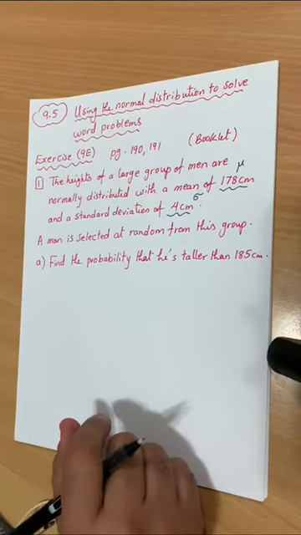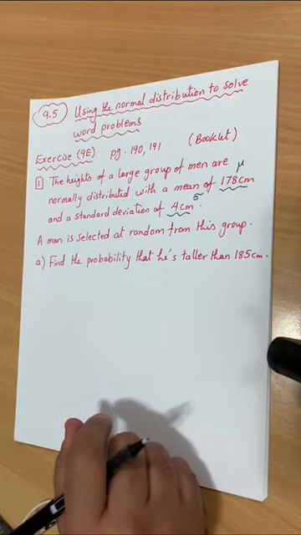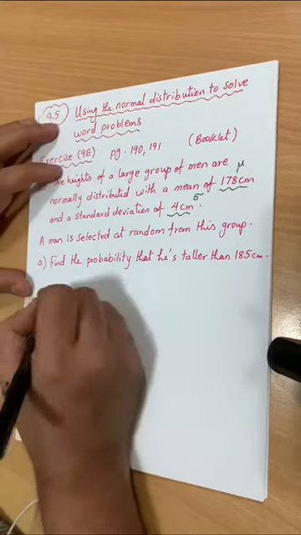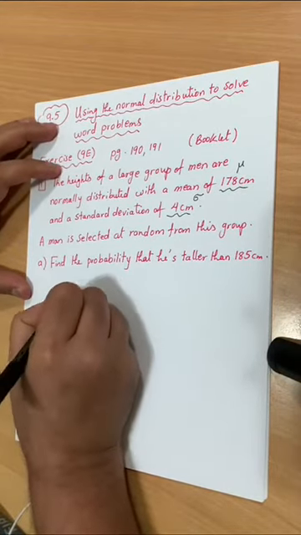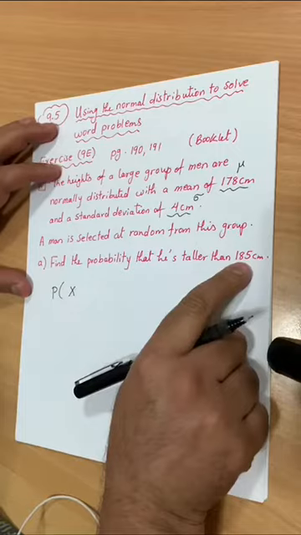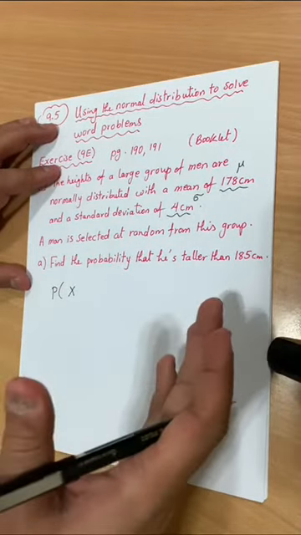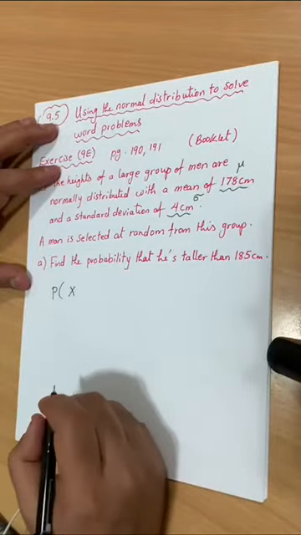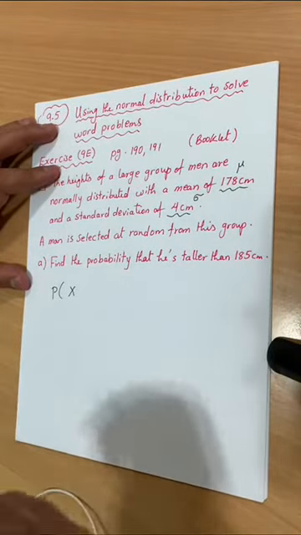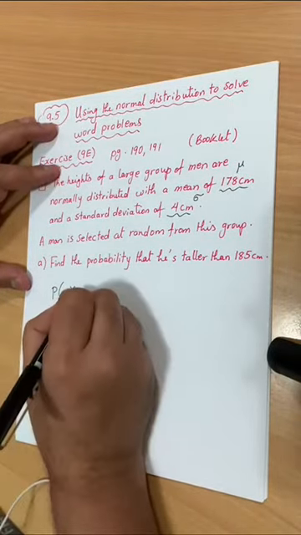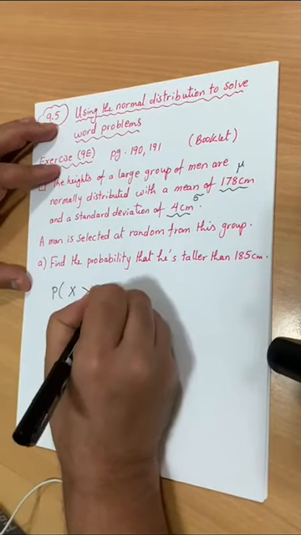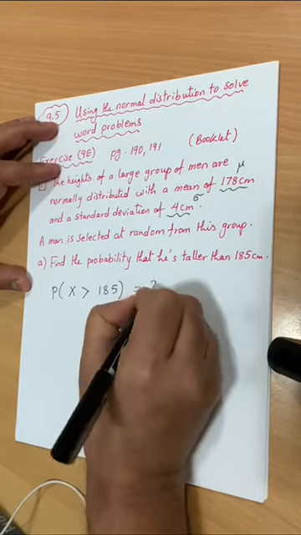A man is selected at random from this group. Find the probability that he is taller than 185. So it's required to find the probability of x, because 185 is a random variable value, not a normal distribution value. If you look for that value in the table, you'll not find it. So x, he's taller than 185, so x more than 185. It's required to find this.